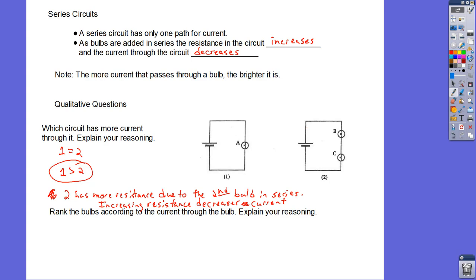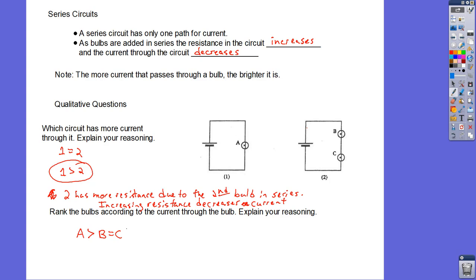Now, if we were going to rank the bulbs according to brightness, that means we want to use our greater than, less than, or equal to signs. Again, I would encourage you to take a second to pause the video and think about this for a minute. All right, I will come back with the answer. So the answer is that A is greater than B, which is equal to C.